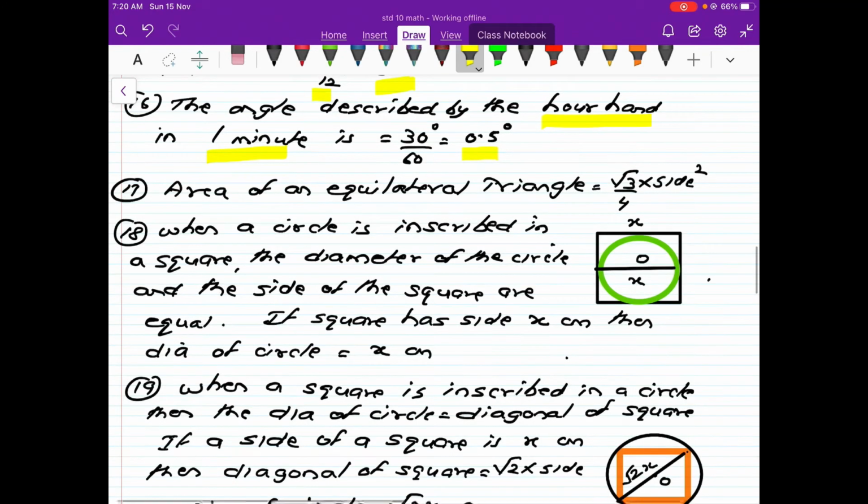Now the area of an equilateral triangle is sometimes required. It is given by the formula root 3 upon 4 into side square.